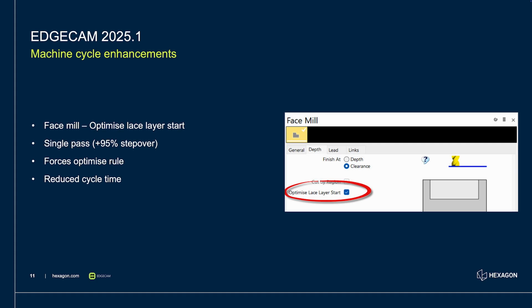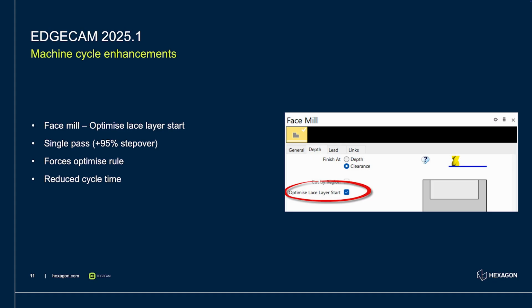A quick one for the face mill. A lot of people will know that if you've got a large diameter cutter on a component face that's smaller than that particular diameter cutter, you can do a single pass by making the step over 90, 95, 110%. But it does actually confuse the rule of climb, conventional, and optimize.